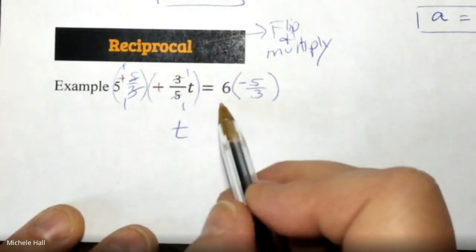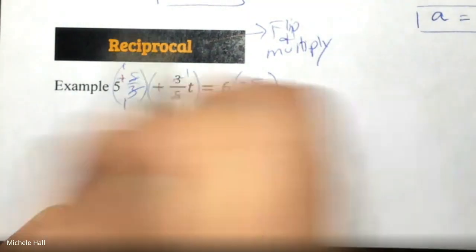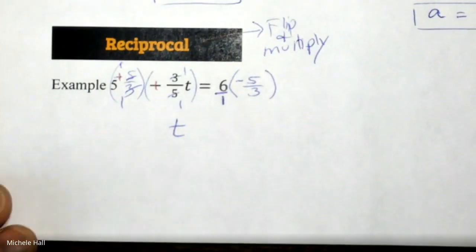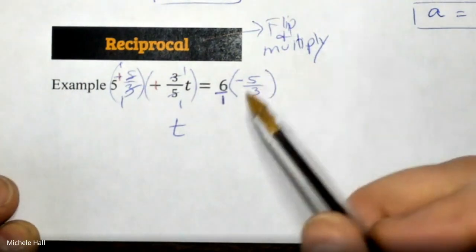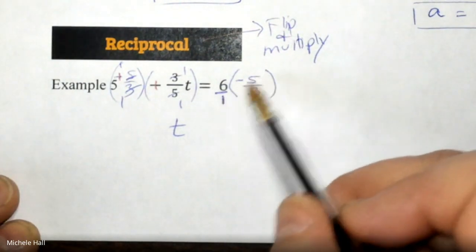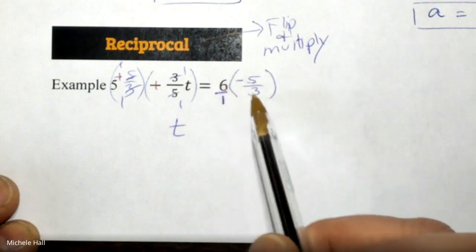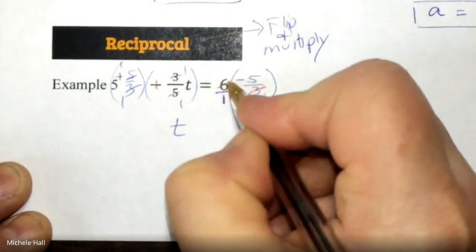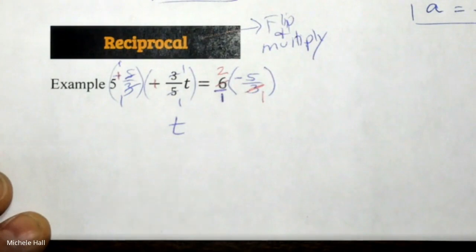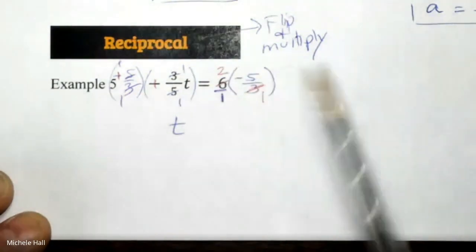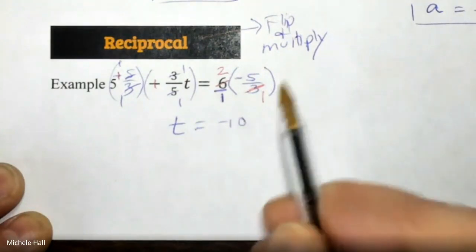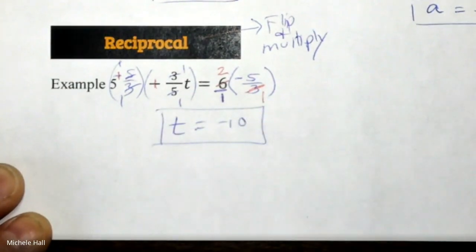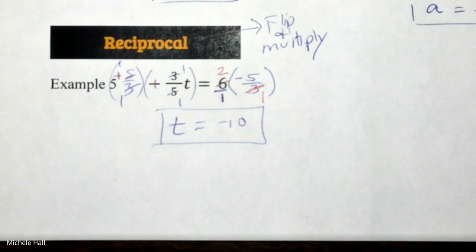Now I need to multiply 6 times negative 5/3. I start by making my fraction, 6 over 1. I'm multiplying fractions, so I'm looking for any cross-canceling to simplify down. 1 and negative 5, all they have in common is a 1. But here I see 6 and 3 have a common factor. I can divide by 3. 3 divided by 3 is 1. 6 divided by 3 is 2. And now I'm ready to multiply straight across. 2 times negative 5 is negative 10, and then 1 times 1 is 1. I don't need to put it over 1. t equals negative 10. And again, you could check your solution if you want to see if you were correct.